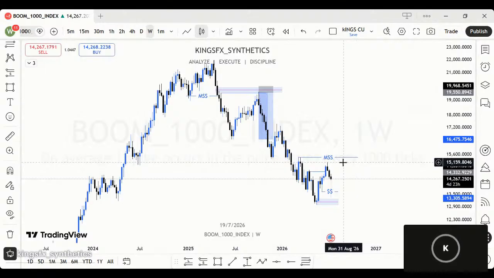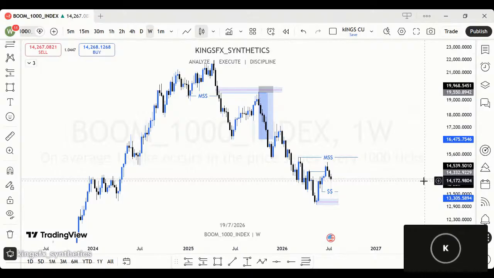If price breaks above this line, then we'll know that we are in for buys. But prior to that, we are still in for serious sales, which is why if you are on this live, you should know that you should be selling Boom 1000 by now.